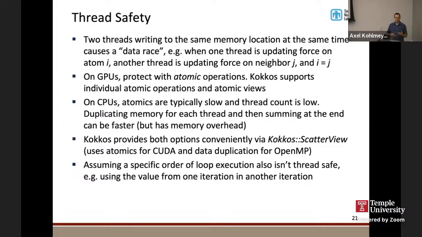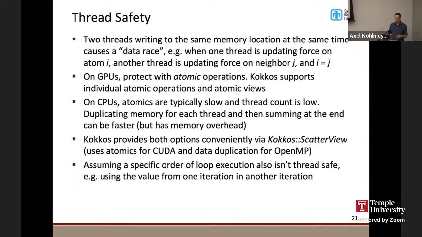This happens in LAMMPS when one thread is updating the force on atom I, like with a half neighbor list. Another thread is updating the force on neighbor J, and it's the same atom. So they're both trying to add to the force or modify the force, and you don't know which one's going to win. On GPUs, we protect that with atomic operations, so thread atomics.